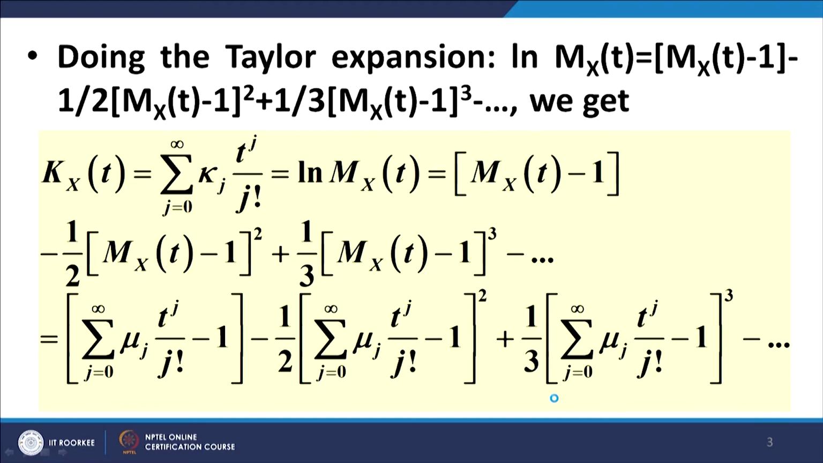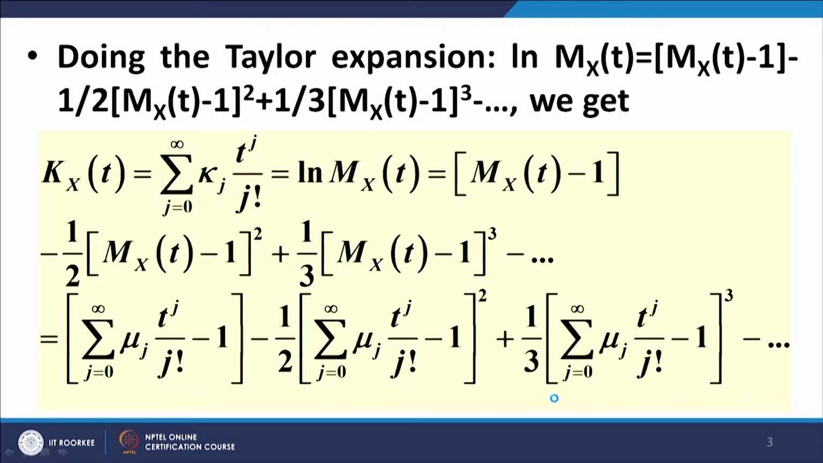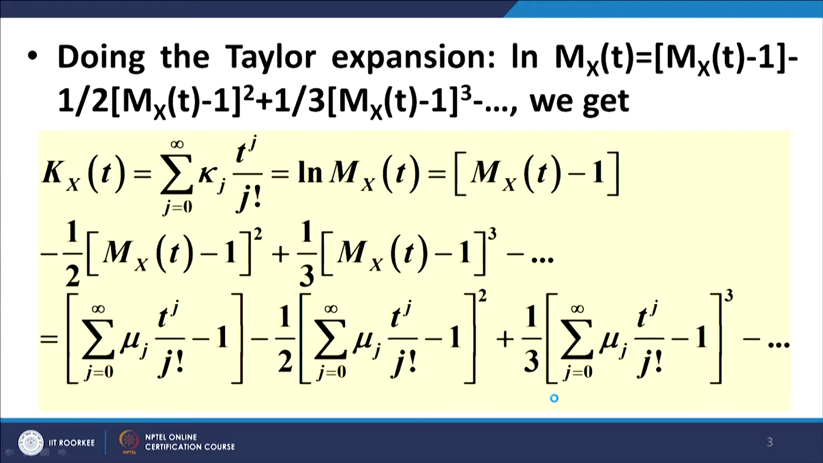Now, the cumulant generating function is given by the log of the moment generating function. So, we know that the natural log of 1 plus x can be expanded as a Taylor series: x minus x square upon 2 and so on. Therefore, log of M_X(t) can be expanded as (M_X(t) minus 1) minus 1 by 2 (M_X(t) minus 1) whole square plus 1 by 3 (M_X(t) minus 1) whole cube and so on.